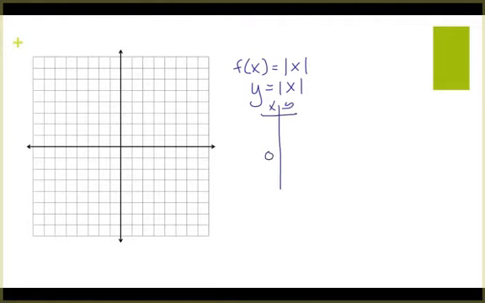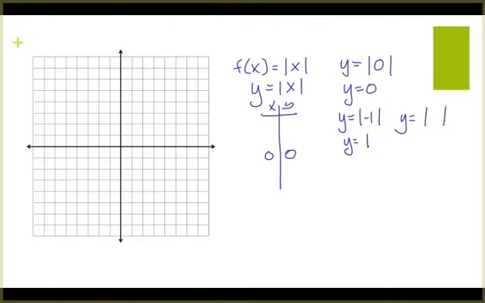And if I stick in 0 for x, I get y equals the absolute value of 0. Absolute value of 0 is 0. So when x is 0, y is 0. Let's do a couple more before we graph them. Y equals the absolute value of, let's do -1. Well, absolute value of -1 is 1. And then let's do the positive 1 also. Absolute value of +1 is 1. So if I go over here, when x was -1, y was 1. When x was +1, y was 1.